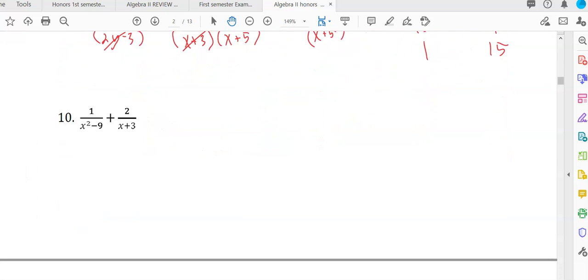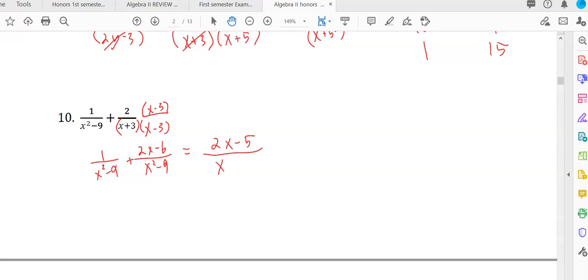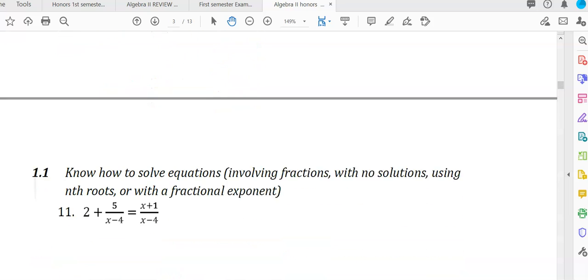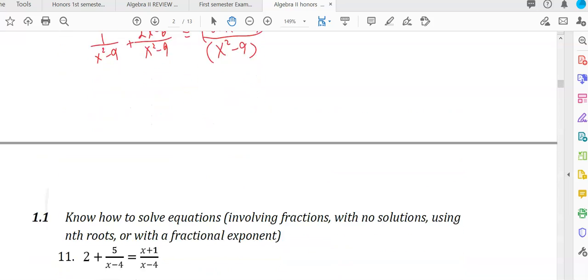To add up these fractions, you're going to have to get the same denominator, which means this one's missing an x minus 3. I hope you see that. So this is going to be 1 over x squared minus 9 plus 2x minus 6 over x squared minus 9. If I add the numerators, I get 2x minus 5 over x squared minus 9. We could write that as x plus 3 times x minus 3 as well.